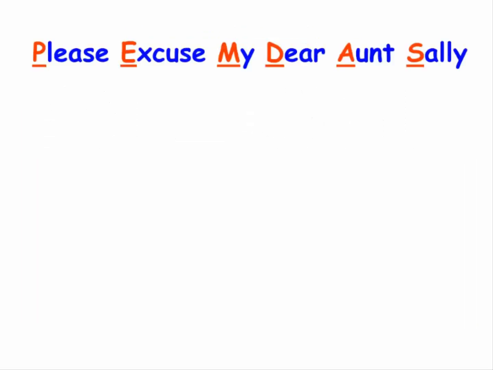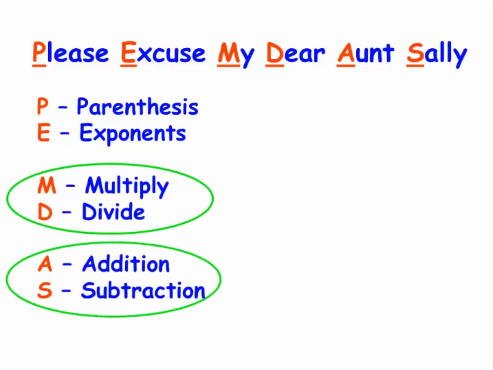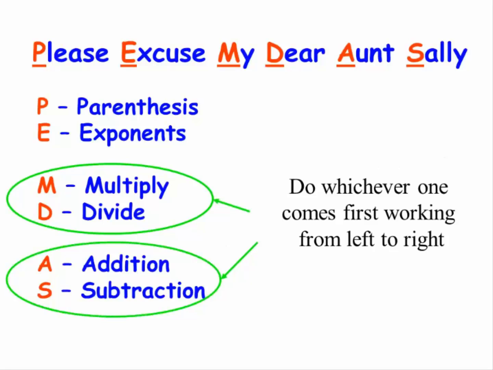Now this is something that helps many students remember the order of operations: Please excuse my dear Aunt Sally. P is for the grouping symbols or parentheses. E is for exponents. M and D is multiply and divide. And A and S is for addition and subtraction. And we've got to remember with these two, do whatever comes first, working from left to right.